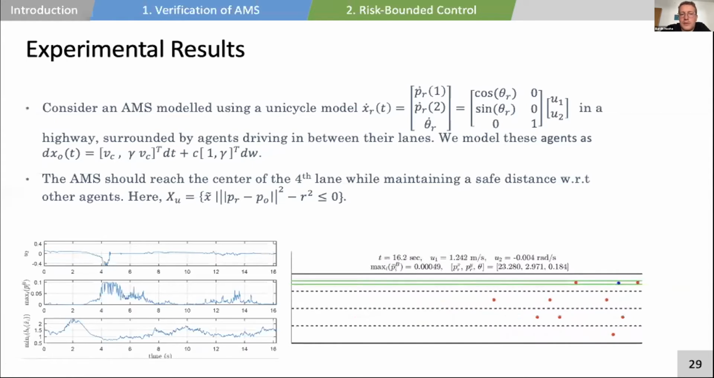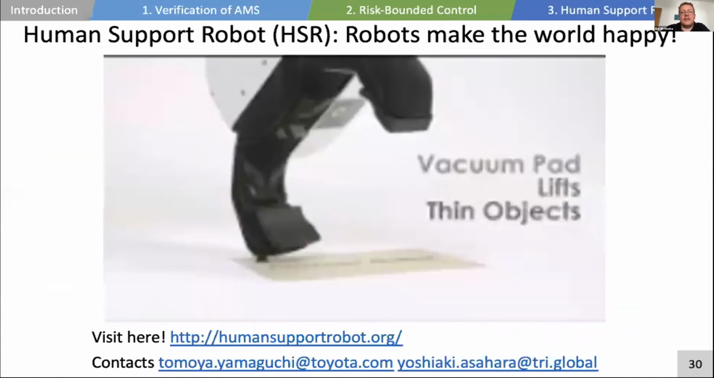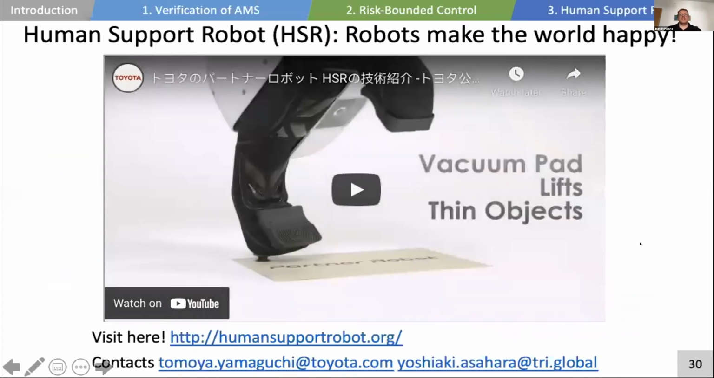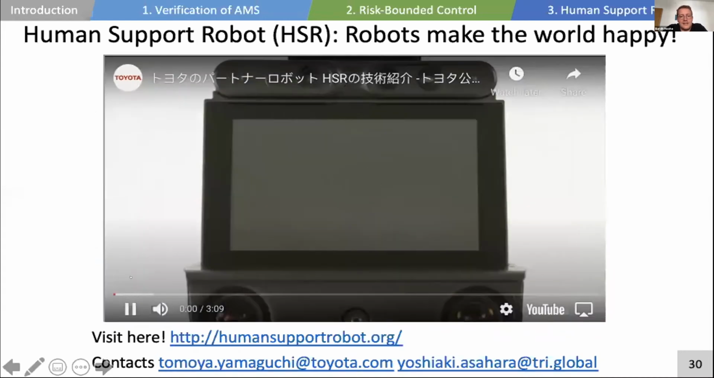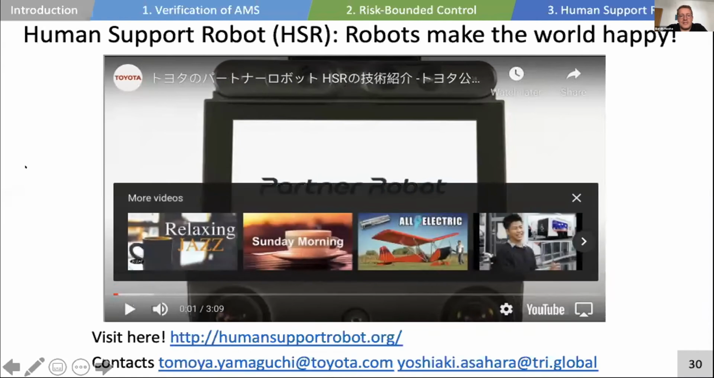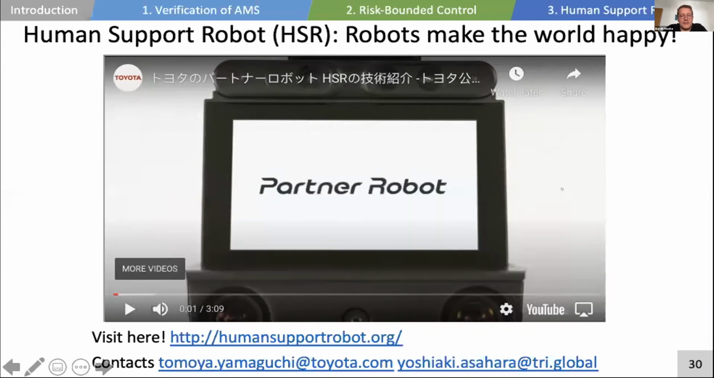So that was it for the risk-bounded control. And for the third topic, I just wanted to share with you the HSR robot, which is developed by Toyota and used for human support. It's called a human support robot, and it's sort of self-explanatory. The idea is that a robot will help us complete common day tasks.